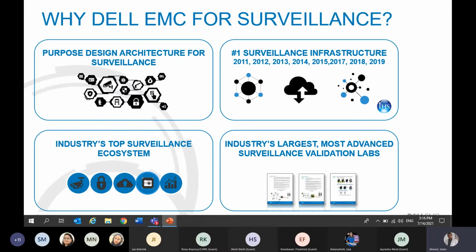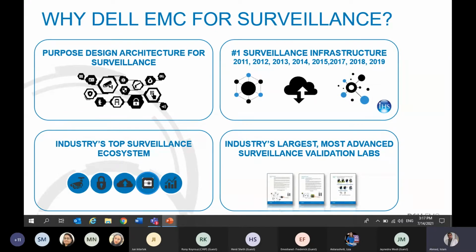Second, which is really amazing, Dell for the last maybe 6, 7 years in a row has been the first storage provider and surveillance infrastructure provider around the world. They are number one as per IHS. So if surveillance infrastructure is the foundation of your project, Dell EMC is obviously your choice for your demand or your project.